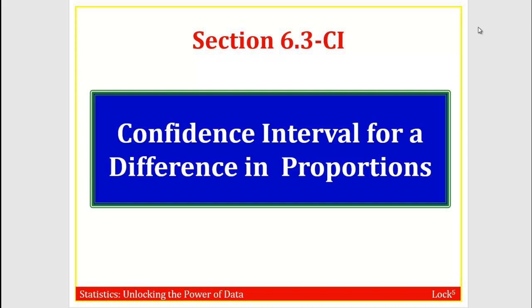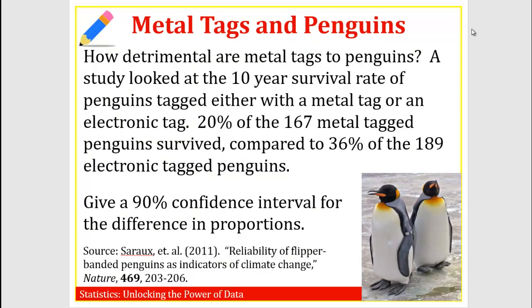In this video, I will demonstrate how to do a confidence interval for a difference in proportions. How detrimental are metal tags to penguins? A study looked at the 10-year survival rate of penguins tagged either with a metal tag or an electronic tag. 20% of the 167 metal tagged penguins survived, compared to 36% of the 189 electronic tagged penguins. We want to give a 90% confidence interval for the difference in the proportions.